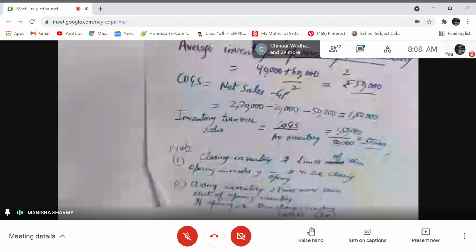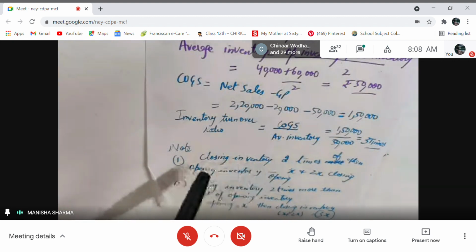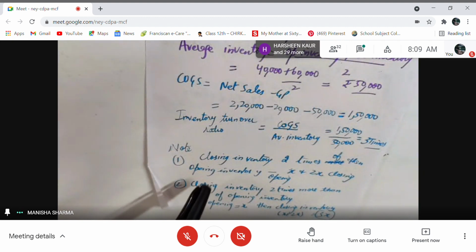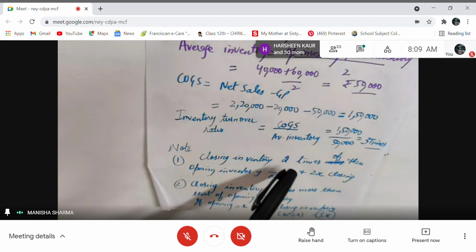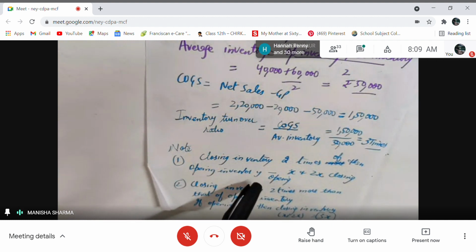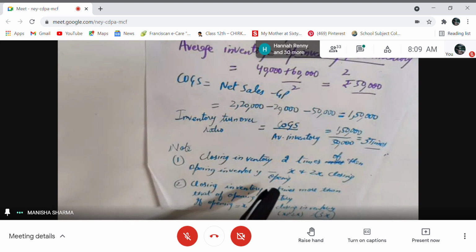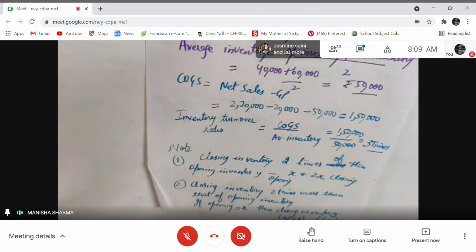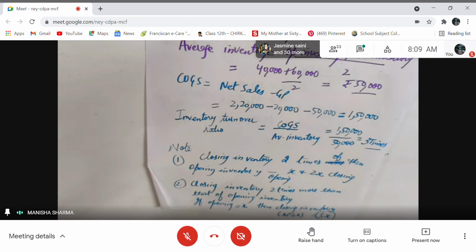Now please note, the questions that will be related to the adjustment of closing and opening inventory. If it is given that closing inventory is 2 times the opening inventory, then if opening inventory is X, closing inventory is 2 times, it will be 2x, right? These kinds of concepts will be utilized while solving the sums.